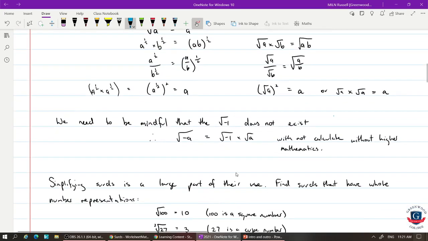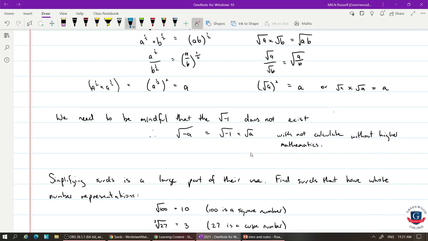We need to be mindful that the root of negative 1 does not exist. There's no number multiplied by itself that equals negative 1. So if we do have this situation, we know that we're going to have no solution. There is a branch of mathematics that deals with these solutions, but it's in higher maths and we won't be doing them.